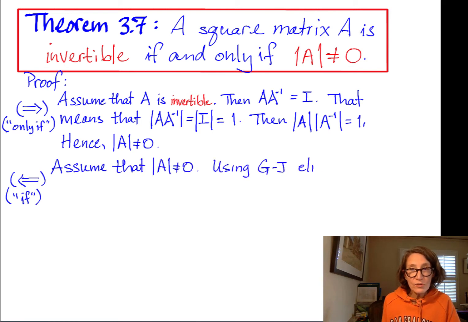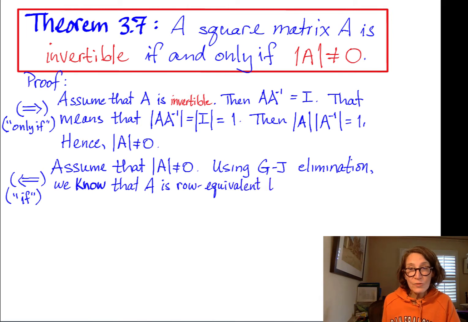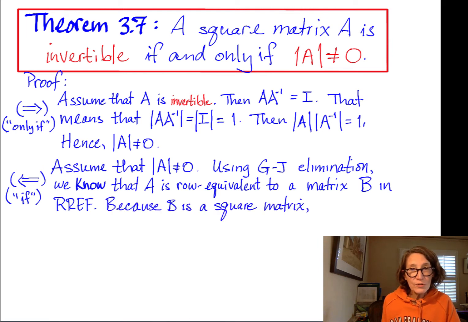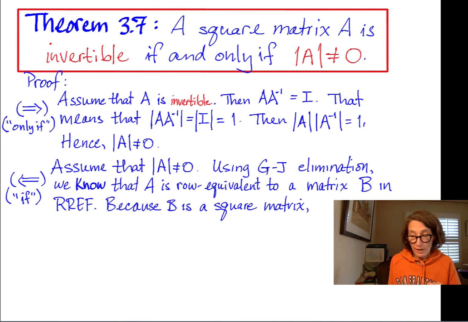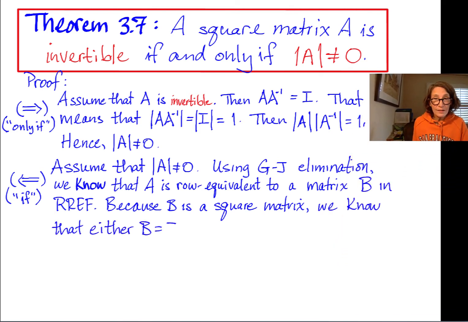Now, using Gauss-Jordan elimination and remembering that we're using elementary row operations, we know that A is row equivalent to some square matrix B, and B is in reduced row echelon form. Now, because B is a square matrix in reduced row echelon form, if it has n leading ones, so it's an n by n matrix, so if there's a leading one in every single row, then it's going to be the identity matrix, right? The reduced row echelon form of A will end up being that identity matrix.